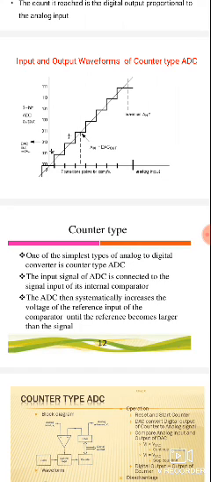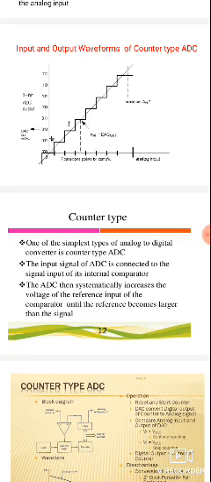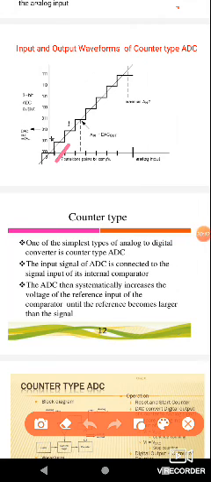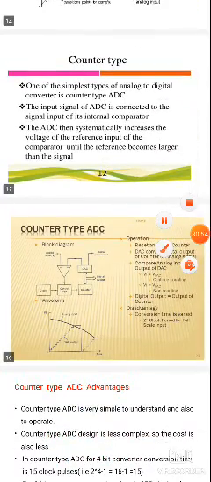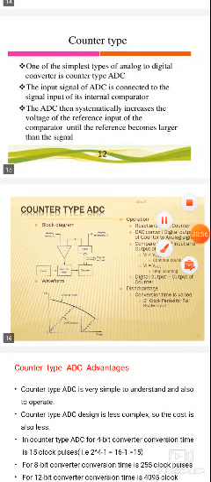Analog input versus digital output: the analog input is taken on the x-axis and the digital output on the y-axis. The graph of the analog to digital converter looks like a staircase, and that's why it is called staircase or ramp type. So the counter type is also known as digital ramp or staircase type. The counter type is one of the simplest types of analog to digital converter, the easiest method of analog to digital conversion.